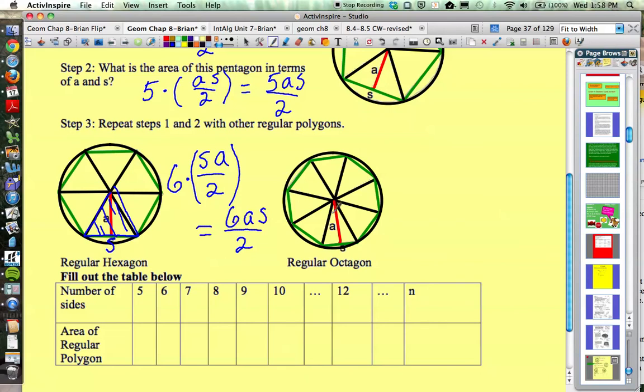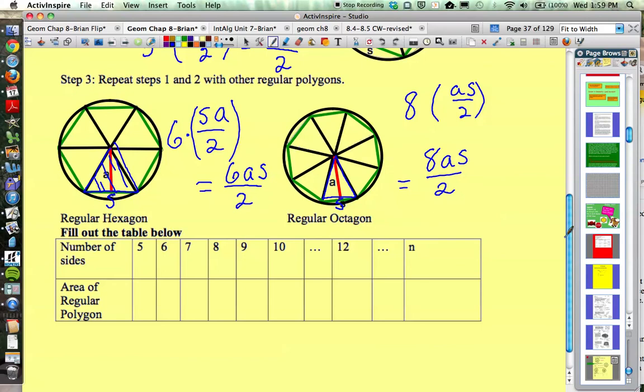Let's do that one more time. We've got an octagon here, 8 sides. Once again, we're going to take a look at the isosceles triangle right here. The base of it is the side length of that octagon, and the height of that triangle is the apothem. Notice that there are 8 triangles all the way around here that would fill up the entire area of our octagon. So 8 of those triangles, 8 times A times S divided by 2, or 8AS divided by 2.